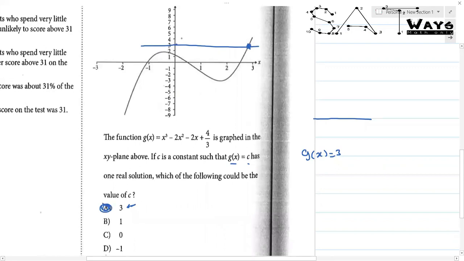But if you tried 1, look, 1 will cut 3 times, so it's not one solution, it's 3 solutions. Same for 0, it will cut 3 times. And same for negative 1, it will cut 3 times. So the graph is cut only one time when g of x equal 3. So instead of c, we're going to put 3 because we want it to cut the graph only one time.